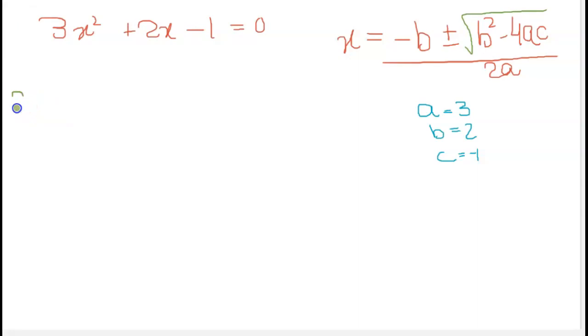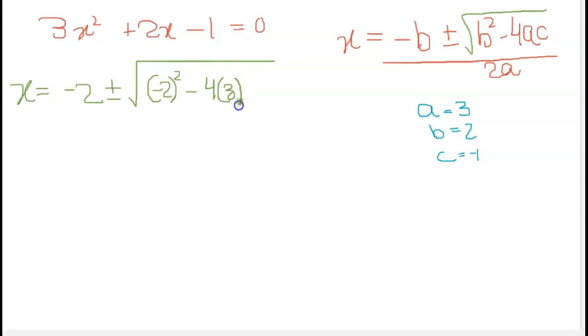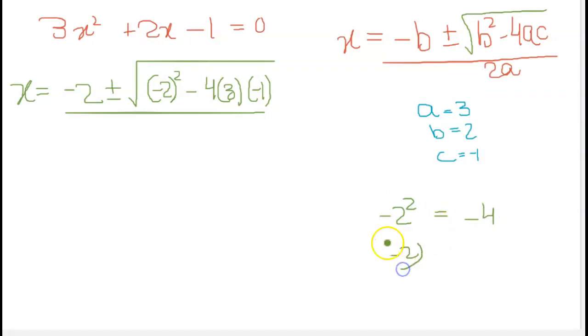So to find the x equals minus 2 plus or minus. Now here, make sure you put the minus 2 in brackets and then square it. Minus 4 times a times the c. Again, put c in brackets. Otherwise, you will get an incorrect answer, because if you do minus 2 squared like that, the answer is minus 4 in the calculator. But if you do it with brackets, the answer is a positive 4. Over 2 times a.